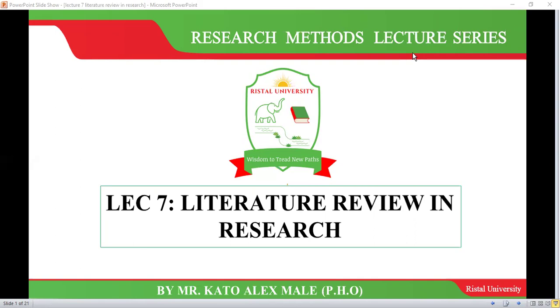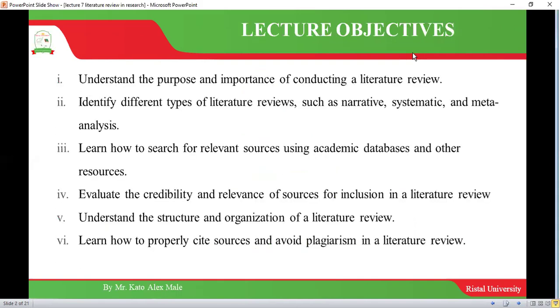So, the following are the lecture objectives. 1, understand the purpose and importance of conducting a literature review. Identify different types of literature review. We are going to see them. Learn how to search for relevant sources using academic databases and resources. Evaluate the credibility and relevance of sources for inclusion in literature review. Understand the structure and organization of a literature review. Learn how to properly cite resources and avoid plagiarism in a literature review.